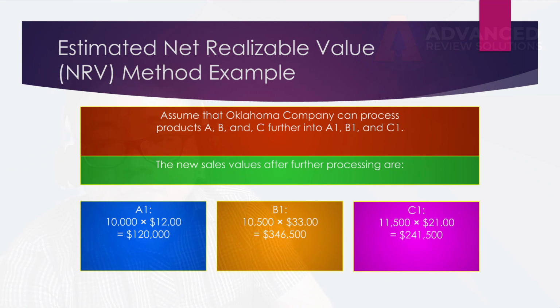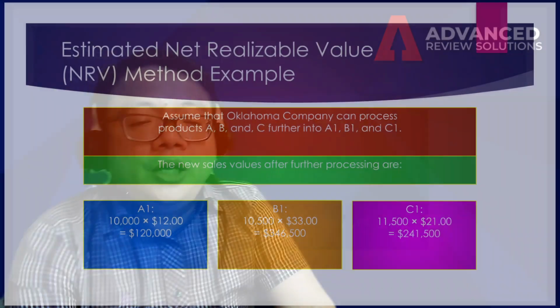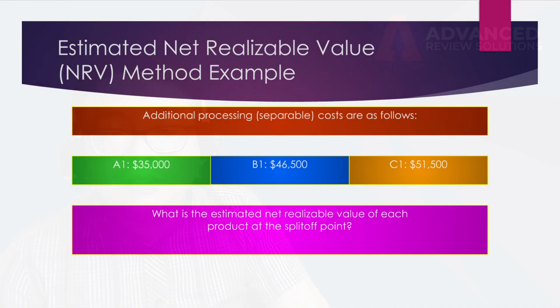Alright, sorry. Ito class yung ating sales value at the split-off point method example. No? So, yan. Number 2, how about if it is a net realizable value? There would be process it further. So, yung A mo, instead of 10, 12 pesos na, instead of 30, 33 na, instead of 20, 21 na. Siyempre, you will also increase your product. So, you have 120,346, 500, and 241,500. So, ano mangyayari?